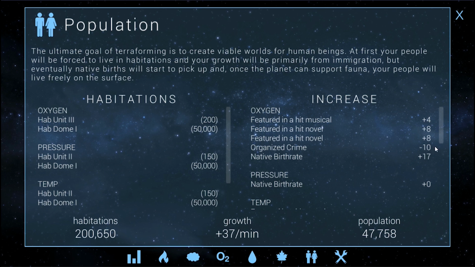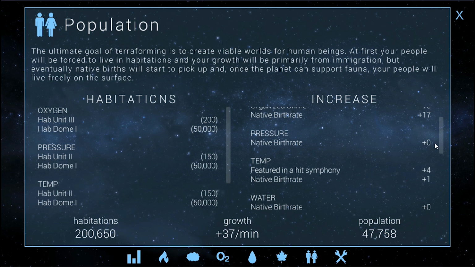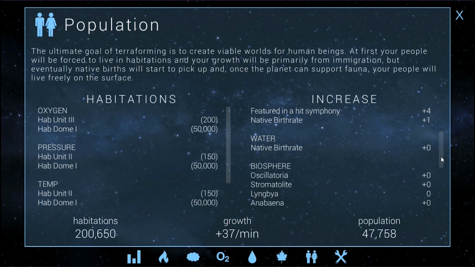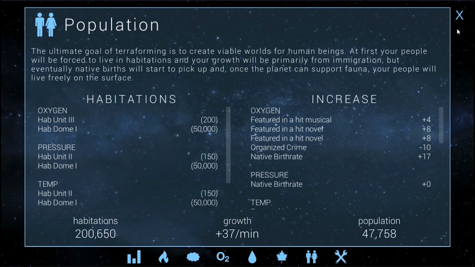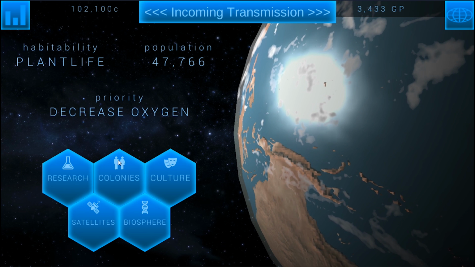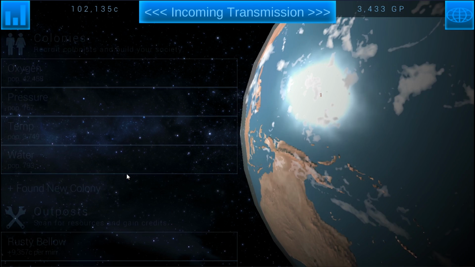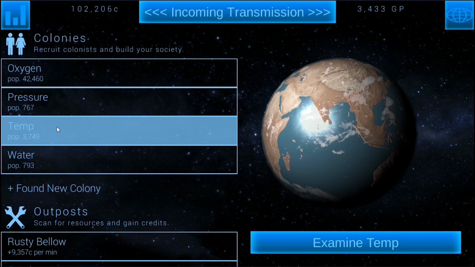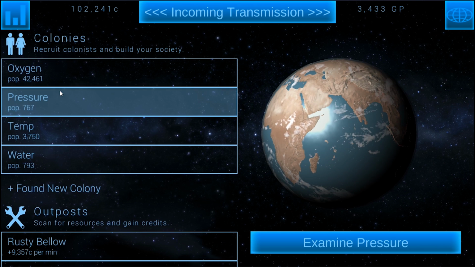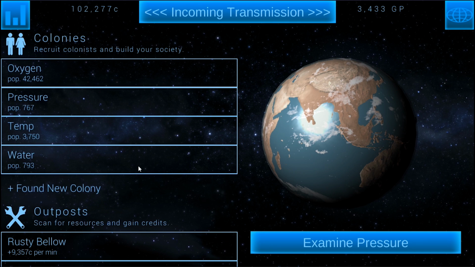Featured in a hit musical. Let's see, native birth rate actually not helping us in most of these other ones. So the only population we're gaining in a lot of these other places is just migration. Is there any colony that's like a risk? See, oxygen is pretty big, but if you notice, population hasn't really gone up because pressure and water aren't having any luck with that. I have 102,000 credits.